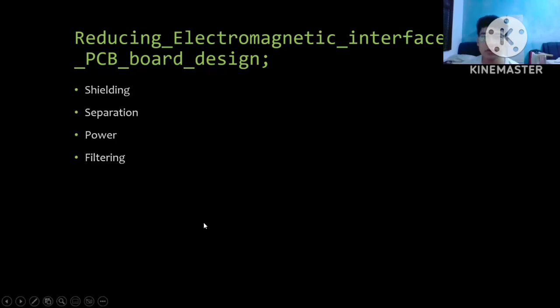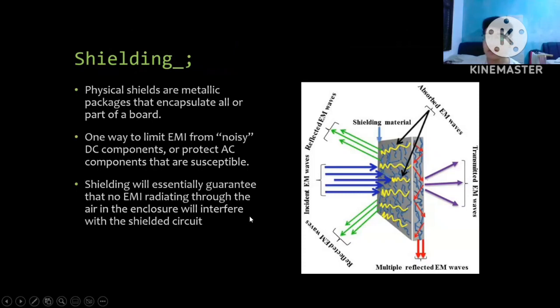For the first method, shielding. There are many components in a PCB that can radiate EMI. These include power supplies, IC clock and oscillator, all of which can interfere with AC component. One way to limit EMI from noisy DC component or protect AC component that are susceptible is simply to shield them. Shielding will essentially guarantee that no EMI radiating through the air in the enclosure will interfere with the shielded circuit. If you have a multi-layered board, you can also use a ground plane layer as a shield.